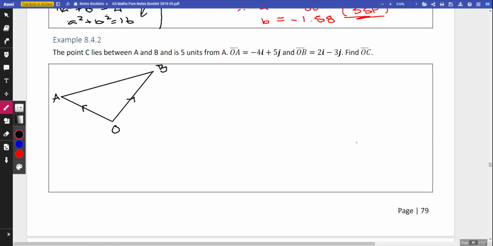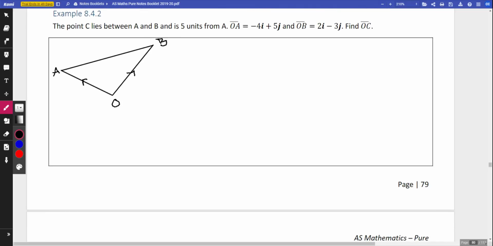Excellent. Example 8.4.2. So I've already drawn a diagram to represent this, so just take a moment to have a look at that. As always with vectors, a diagram is really, really useful. If yours hasn't got arrows on, they should all have arrows on the top there, otherwise it doesn't make sense. So we've got the point C lies between A and B, and it's 5 units from A. So let's just change colour so we can see it. We don't know where C is, but what we do know is that there are 5 units between A and C. O to A is minus 4i plus 5j.